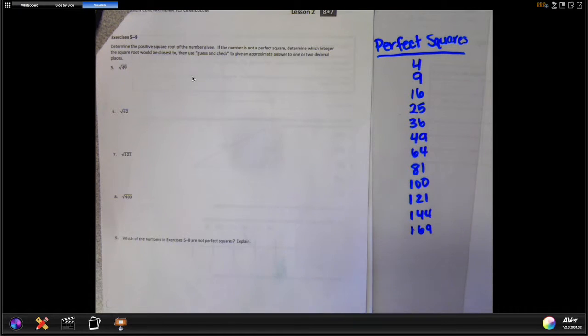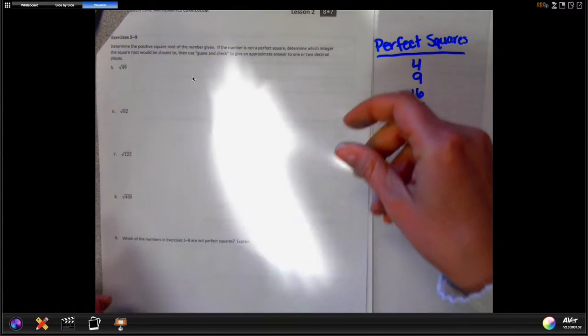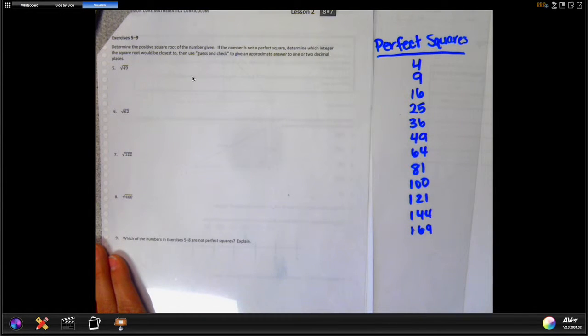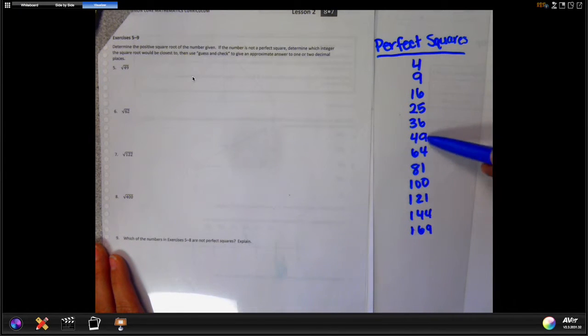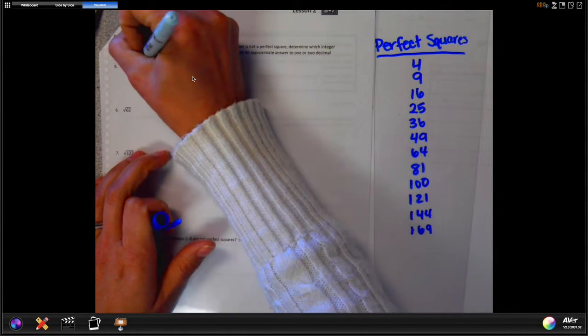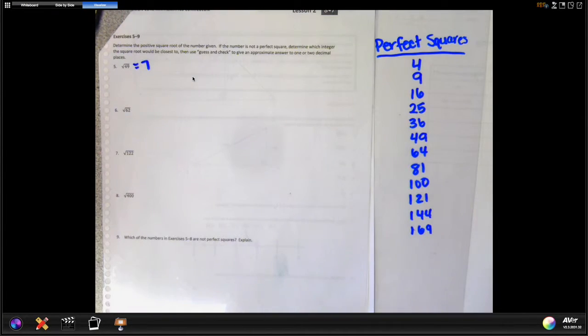Okay, so what we want to do is, it says determine the positive square root of the number given. So right here, we have a list of square roots. Square root of 49, square root of 62, square root of 122, square root of 400. Okay, square root of 49 is just like we've done before. That's a perfect square. It's right here. And so we want to know what times what equals 49. The answer to that is just 7. That's pretty self-explanatory.